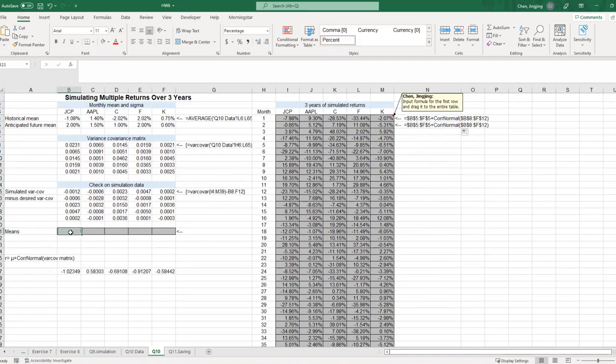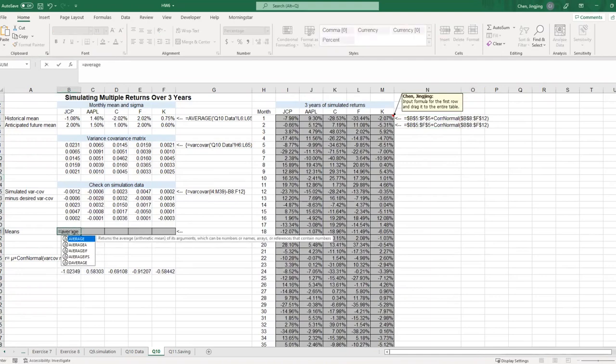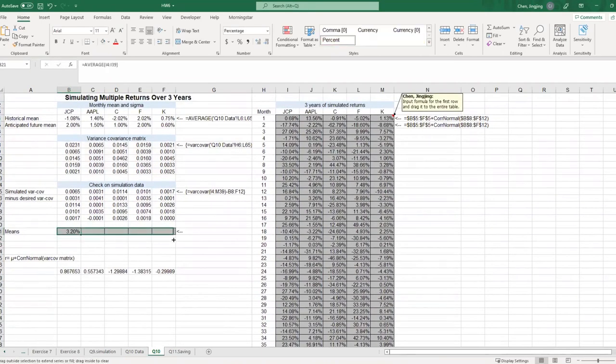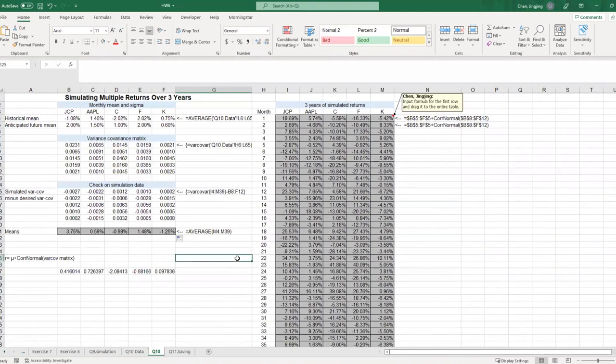And we're done. Finally, we calculate the average mean of the simulated return. We have only 36 trials, so 36 simulated returns, so these returns can be a little bit different from the anticipated value.